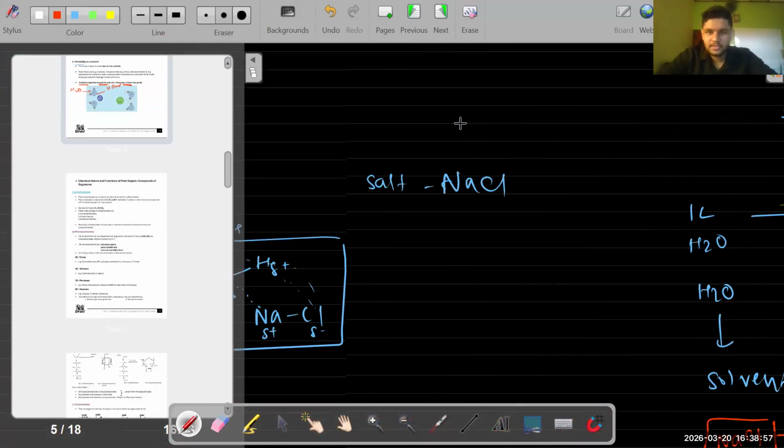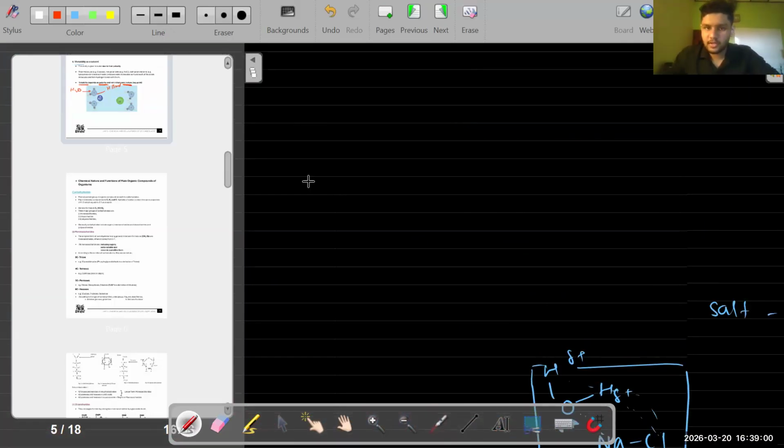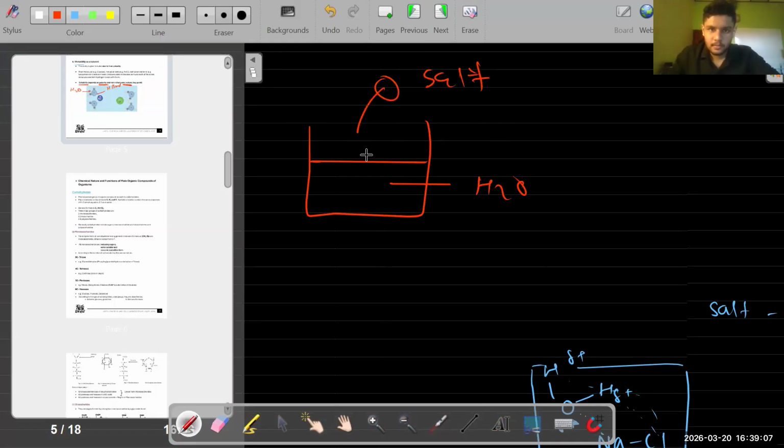Here, this is the thing. Now, if this is water, and this is salt, this is added. The solubility, the ability to dissolve, is dependent on the polarity of water. Polarity of water means charge separation of water, not on the ionic nature of the salt. Can you understand?